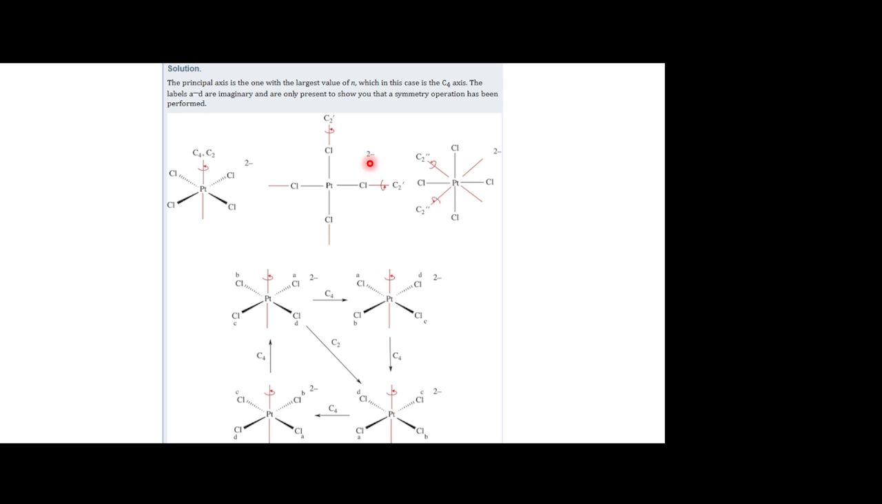Here, let's go ahead and make our model real quick. Okay, so go ahead and get a model in front of you. I don't have enough of those, so I'm going to use one of these as hydrogens so you can see the rotations, okay?